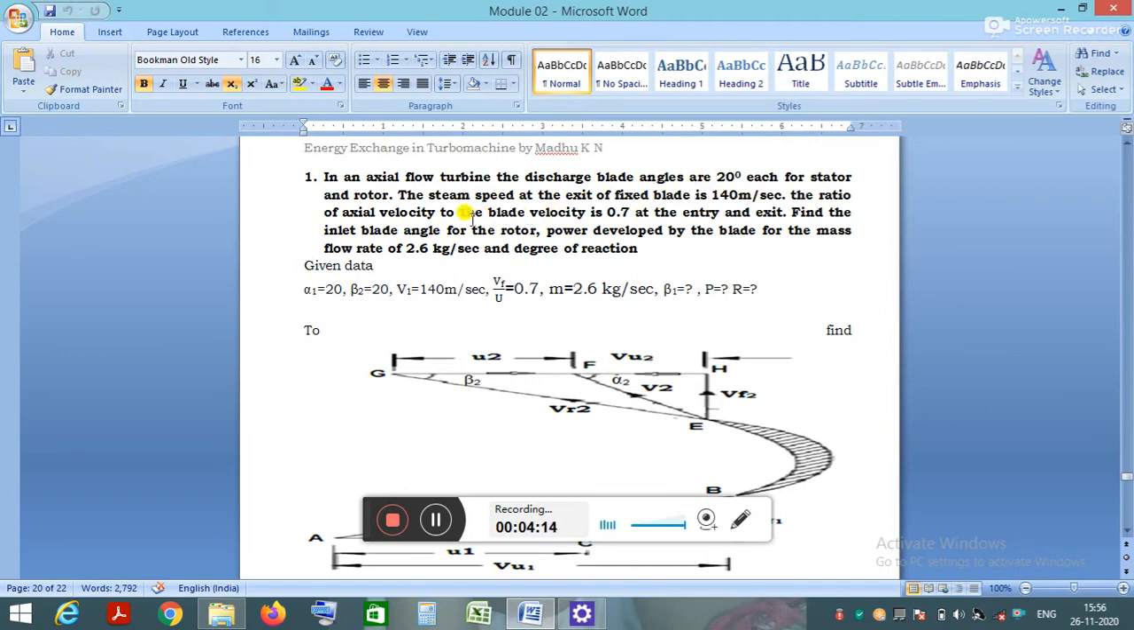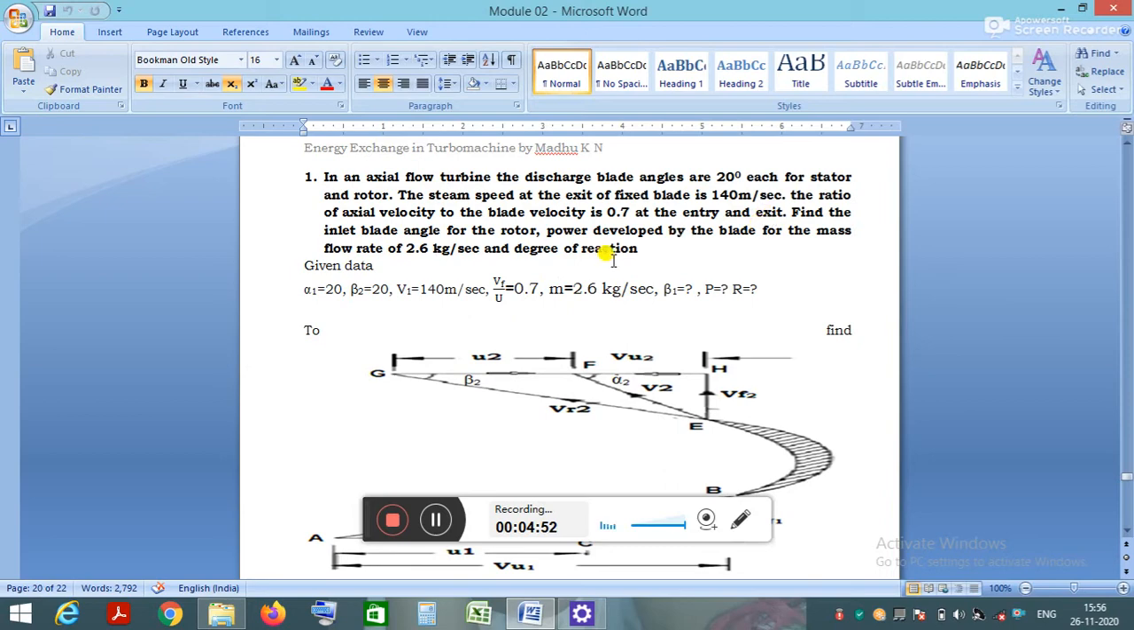The ratio of axial velocity to blade velocity is given. Axial velocity is nothing but flow velocity, Vf1 equals Vf2. The ratio of Vf to the blade velocity U is given, which is 0.7. The ratio of flow velocity to the blade velocity is 0.7.